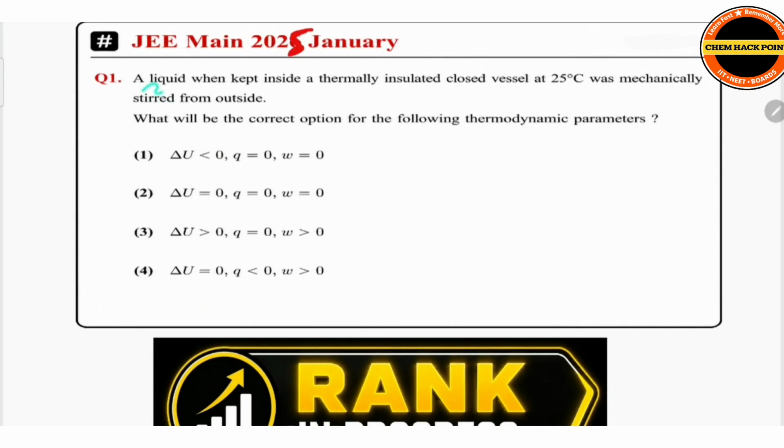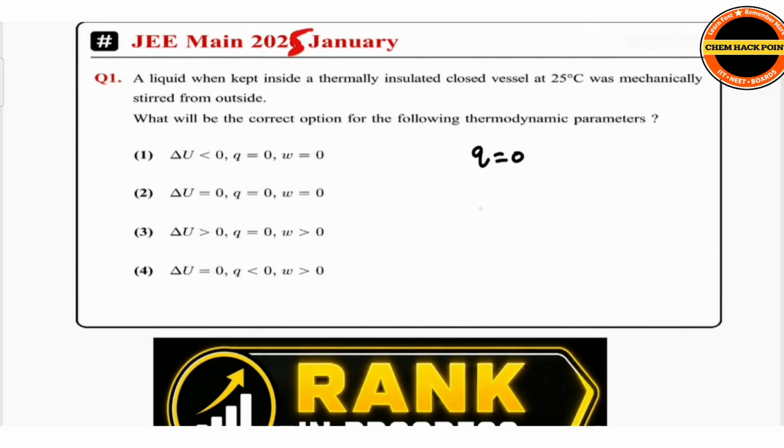Next, 2025 January shift. See here now. A liquid kept inside a thermally insulated closed vessel at 25 degrees Celsius was mechanically stirred from the outside. What will be the correct option for the following thermodynamic parameters? Okay, kept in a thermally insulated closed vessel. So here Q should be 0. Thermally insulated means there is no exchange of heat, Q is equal to 0. Right. So stirred from the outside.